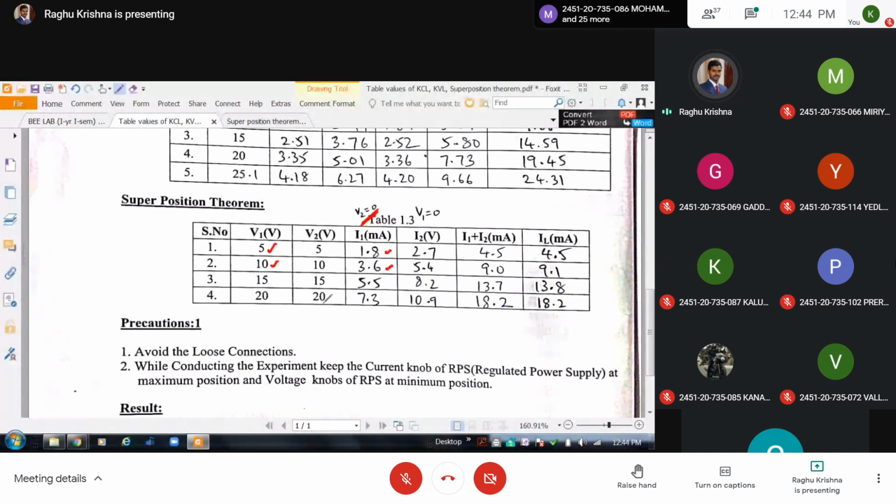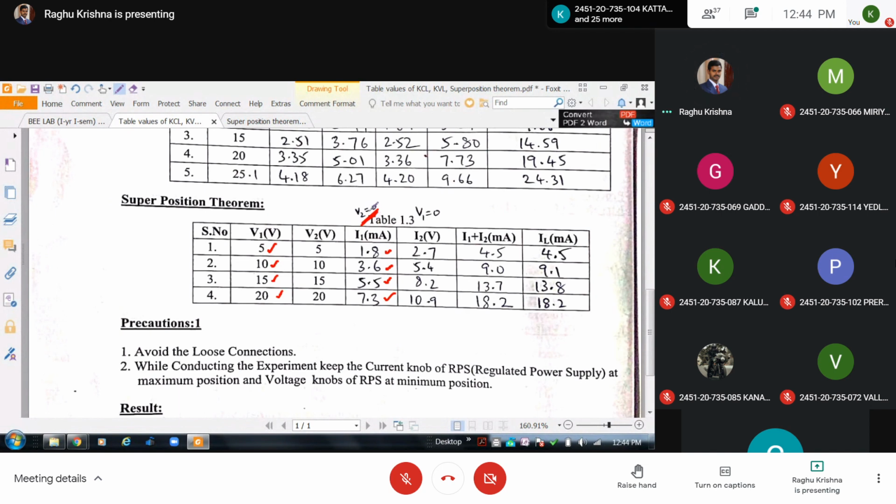You are going to get 5.5 for 15 and 20, and I got 5.5 and 7.3. So these are the values of I1 when V1 equals these voltages. I got I1 as these currents for V2 equal to 0. How to make V2 as 0? By replacing the voltage source by a short circuit.